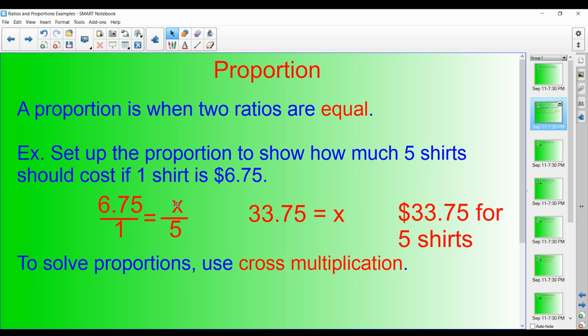So what we learned is that we can multiply diagonally across using something called cross multiplication. So 5 times 6.75 and 1 times x, and we have a new equation. Now, the nice thing about this equation is x is already isolated, so x equals 33.75 is our answer, and we interpret it as 5 shirts costs $33.75.